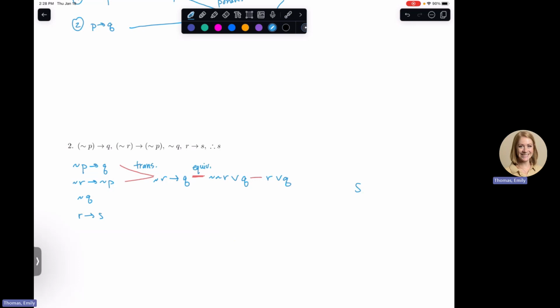You have R or Q and not Q. So just R. You have this, what is that called? I didn't name it. That's unfortunate. Yeah, this is modus ponens.